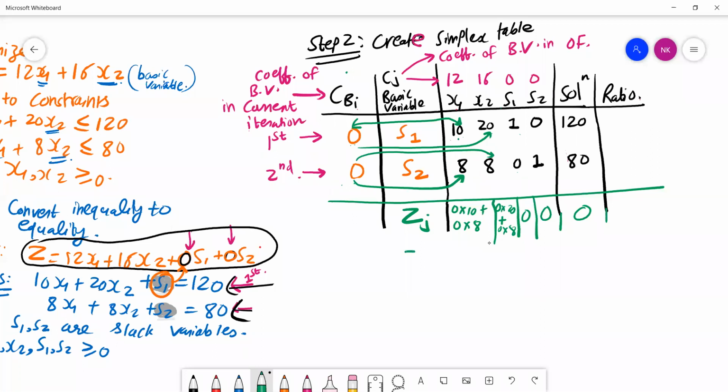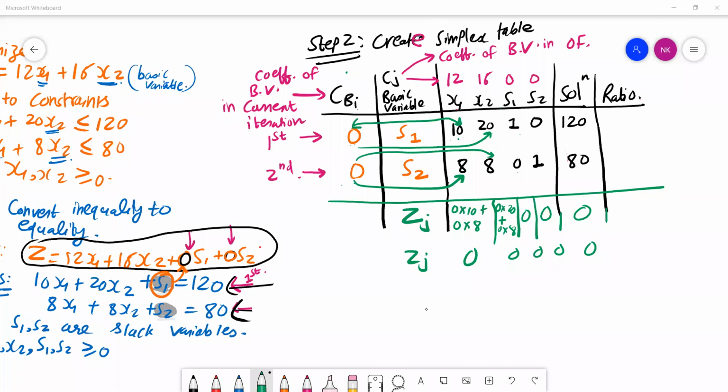So if I write it again, all the values will be 0. Why? Because we are considering 0 units of S1 and 0 units of S2. Now, if you are not considering any unit, then definitely your objective function will have 0 only.